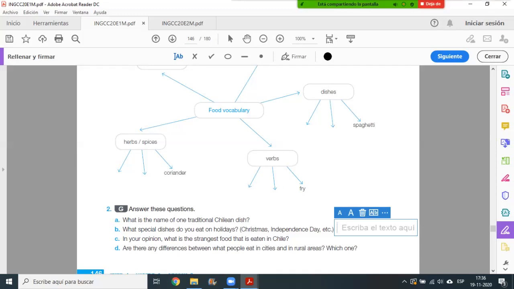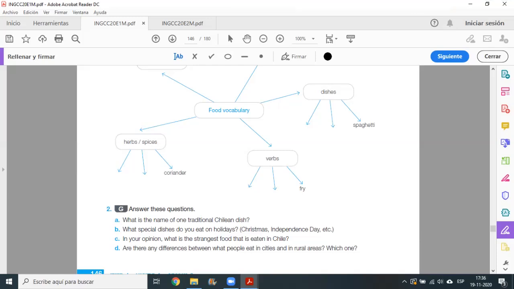¿Ya? Letter C. In your opinion, what is the strangest food that is eaten in Chile? En tu opinión, ¿cuál es el alimento o el plato más extraño que se come acá en Chile? And you write it here. Y lo escribe acá. Letter D. Are there any differences between what people eat in the cities and in rural areas? Which one? ¿Hay alguna diferencia entre lo que la gente come en las ciudades y en las áreas rurales?